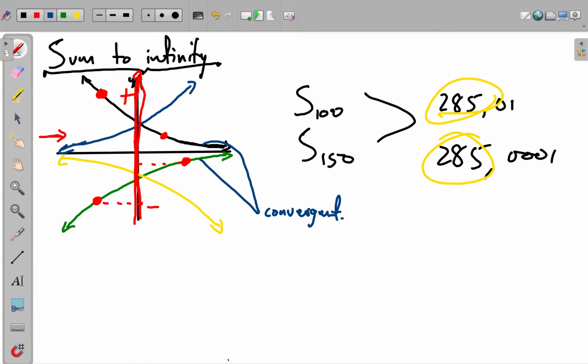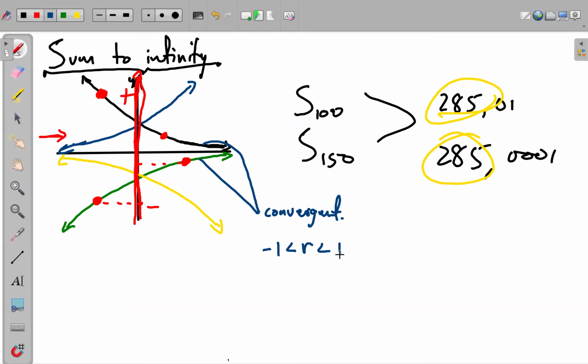Now, there is a condition for convergence. Whenever you want to know whether a series converges or not, the value of R will tell you that. You will notice for any convergent series that the value of R is somewhere between -1 and 1. That's what you're going to notice. The value of R is somewhere between -1 and 1.